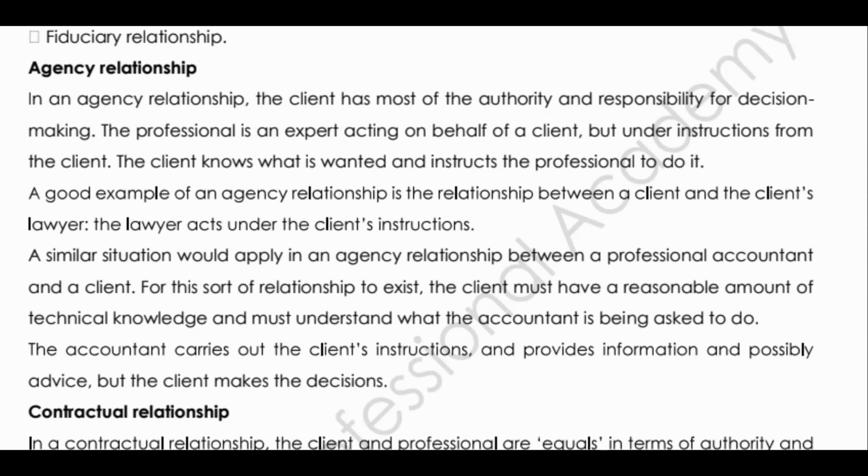So the agency relationship would be, say, for example, you invite a pastor to your church for a program, right? Now the pastor is the professional. Do you get it? The pastor is the professional. However, you have other pastors in your church, yes or no?